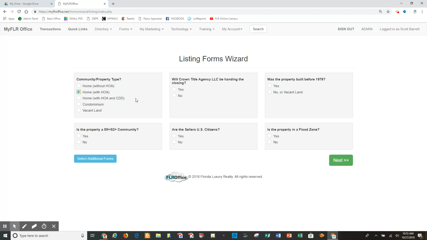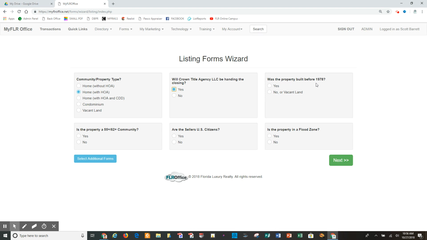Will Crown Title Agency be handling the closing? Because Crown Title Agency is owner affiliated with Florida Luxury Realty, it is required by law that that affiliation is disclosed. So we will say yes, and that will give us the disclosure form required for the seller to sign to identify the relationship between Crown Title Agency and Florida Luxury Realty.